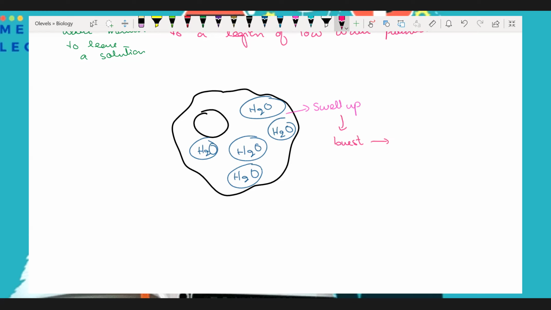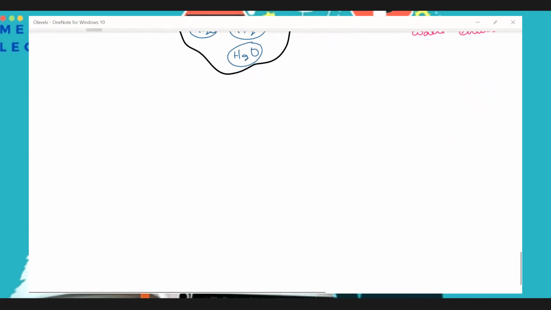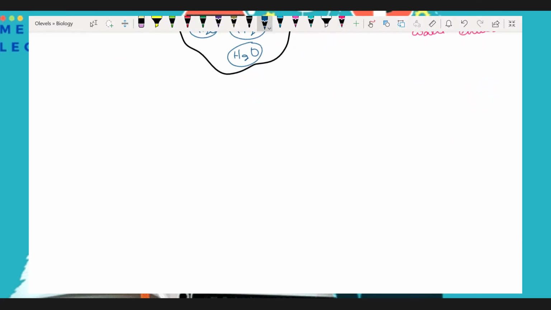That is, if too much water enters. Now, what happens in the other case? Suppose the cell is in a stronger solution, suppose that solution is salty water.